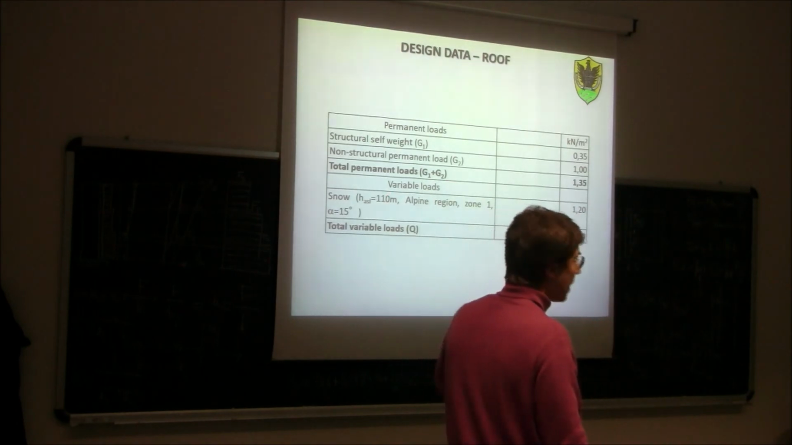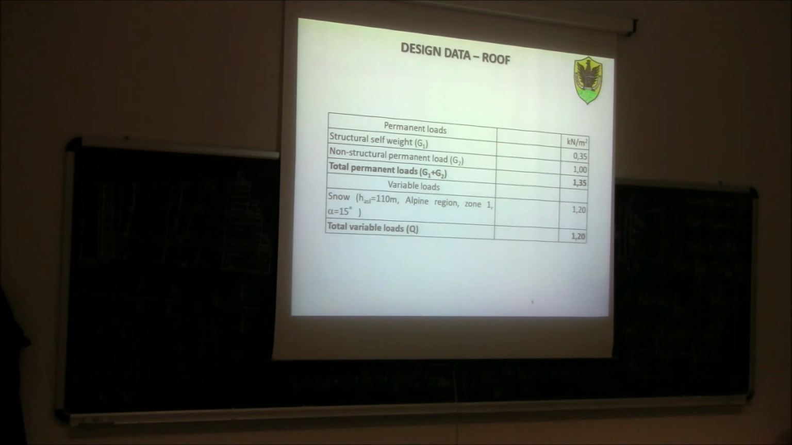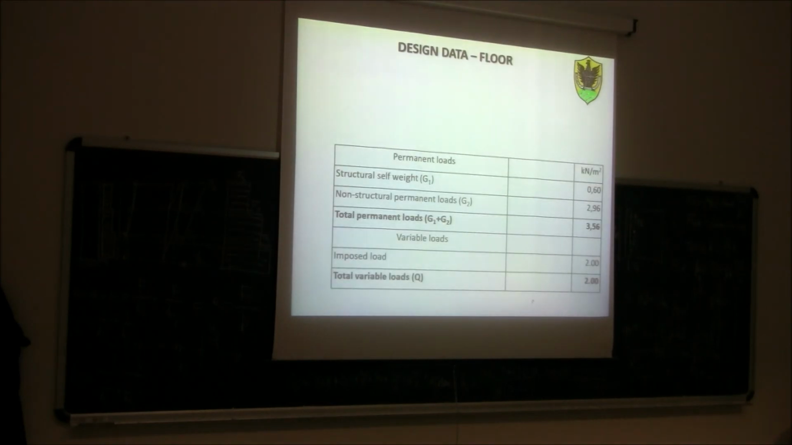The snow, take exactly the same load that you already assessed for the other building, so you don't lose time, 1.2. Total variable load, 1.2. For the wind, just ignore the wind, because we saw it's better to ignore it to avoid a problem. Okay, so we just ignore the wind, we don't lose time. So we just consider permanent load, snow load for the roof, and the seismic load, of course. So this was for the roof.